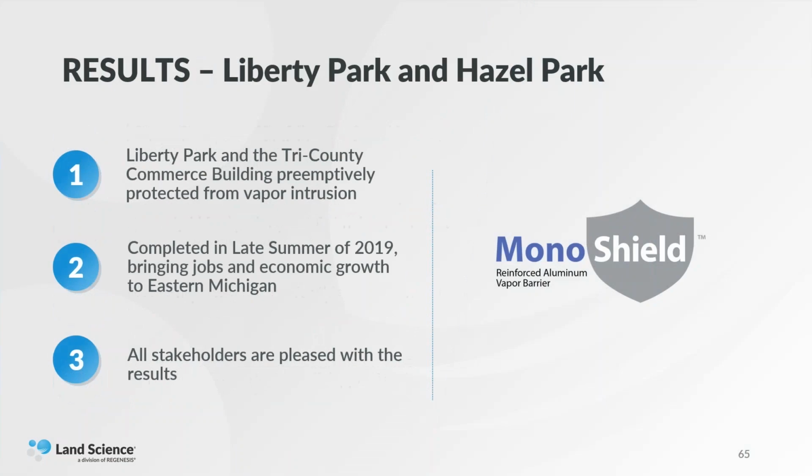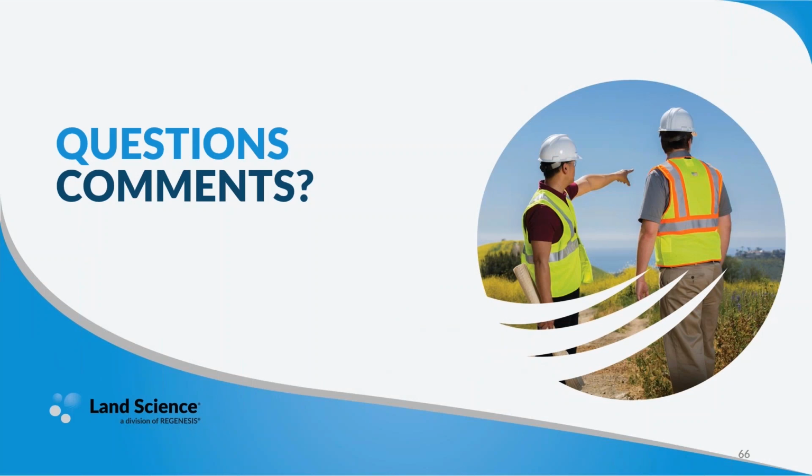And lastly is the results of both. Liberty Park and Tri-County Commerce Building had preemptively protected from vapor intrusion. It's completed in late summer and in the fall of 2019, and it's bringing significant job growth and economic growth to Eastern Michigan. All the stakeholders are pleased with the results, and as I said, I encourage you to go to our website to watch the case study videos and read the case studies. And with that, I'm going to turn it back to Dane for some questions.